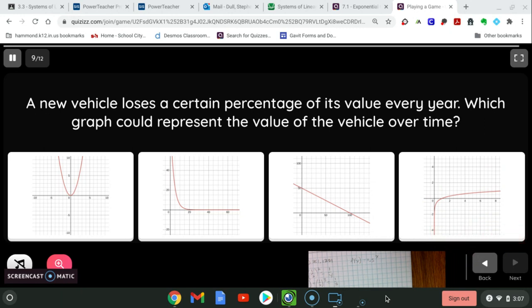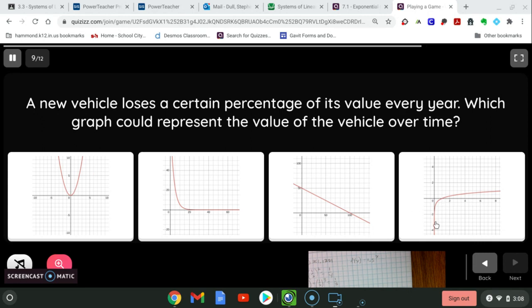All right, so a new vehicle loses a certain percentage of its value every year. Which graph could represent the value of the vehicle over time? So we look at these 4 options, and we see the first one is a parabola, right? And as x gets greater, the number of years increasing, this value is going up. So that doesn't seem like this function is losing value. It looks like it's gaining value.